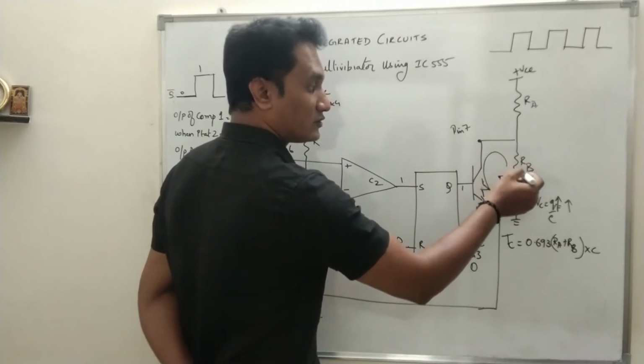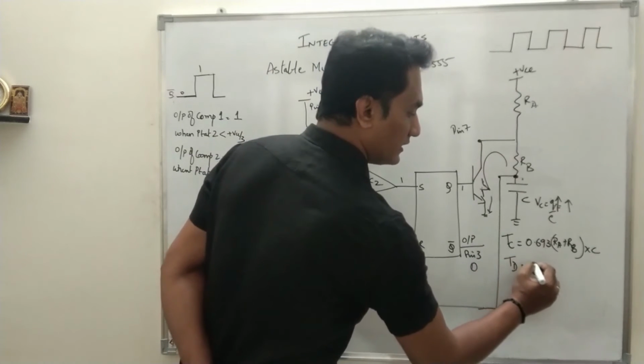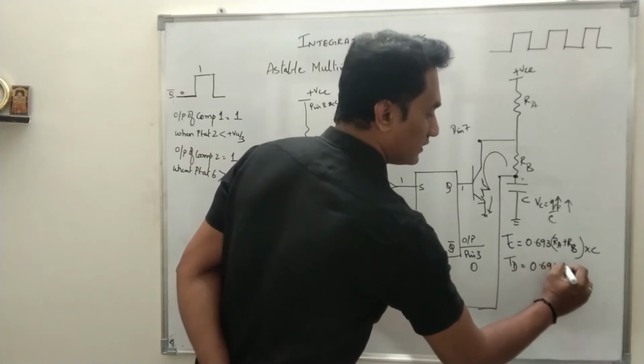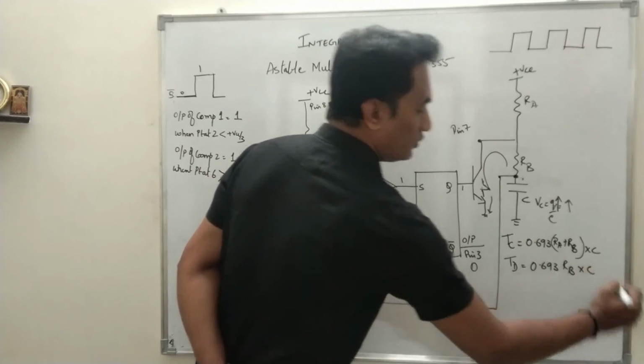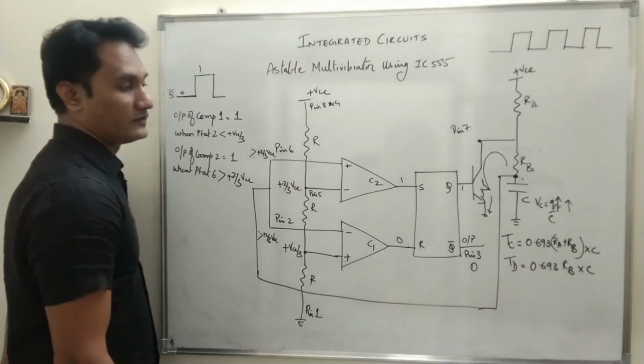Of course, it will discharge through RB, through the transistor to ground. So discharging time TD is 0.693 RB into C. Okay, so this is the formula which we can derive.